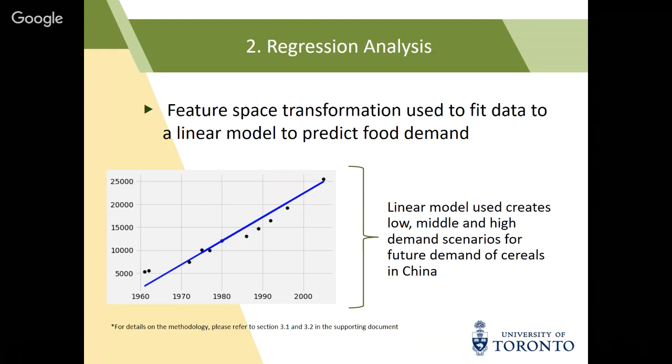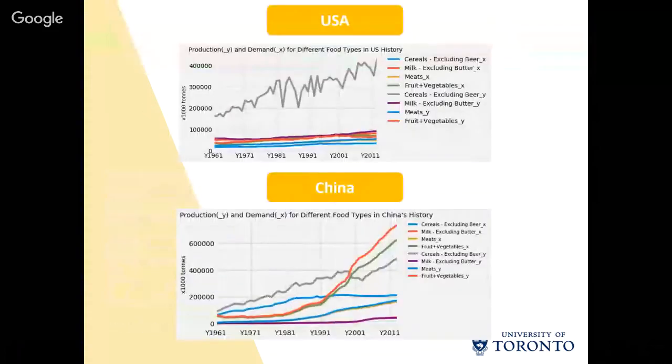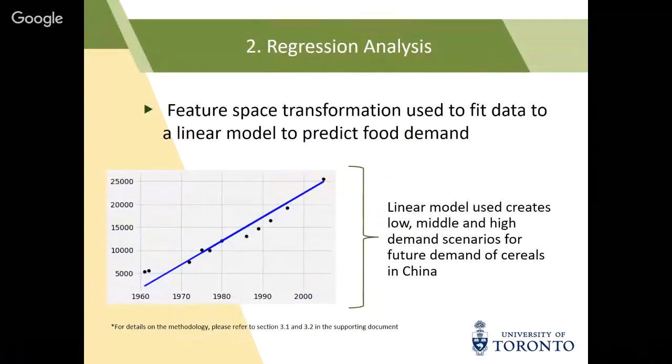Linear regression fits the demand data for each country and each food type and predicts the future value for next year. Note that although the curves in the graphs above do not seem to be linear, linear regression has the capability to fit nonlinear functions through feature space transformation. A mathematical analogy would be to change from Cartesian coordinates to spherical coordinates, so that a nonlinear function such as a circle has a linear representation in the latter.